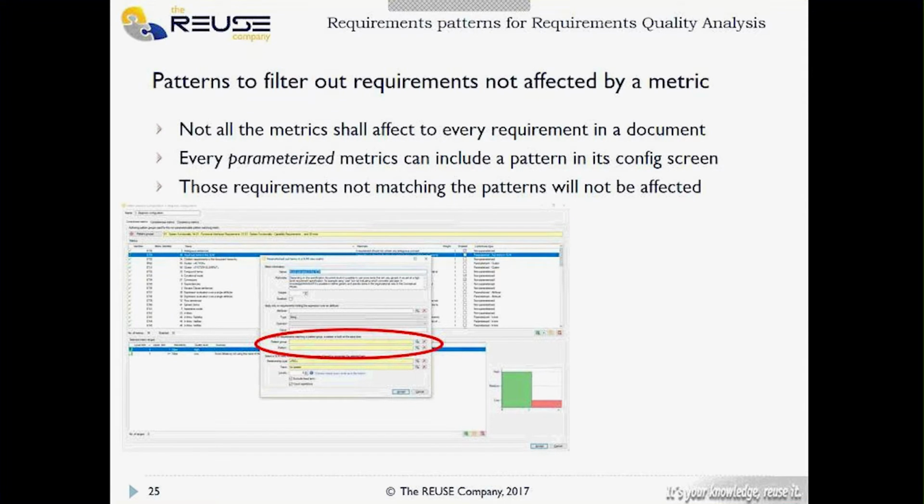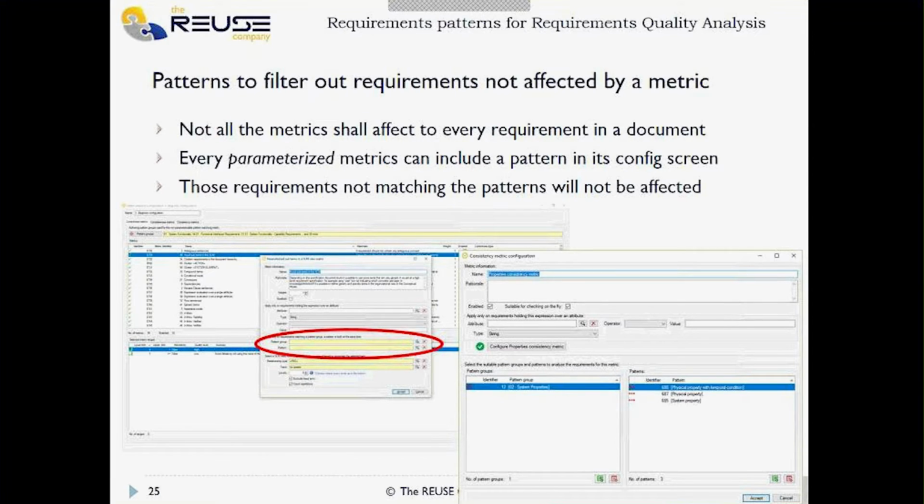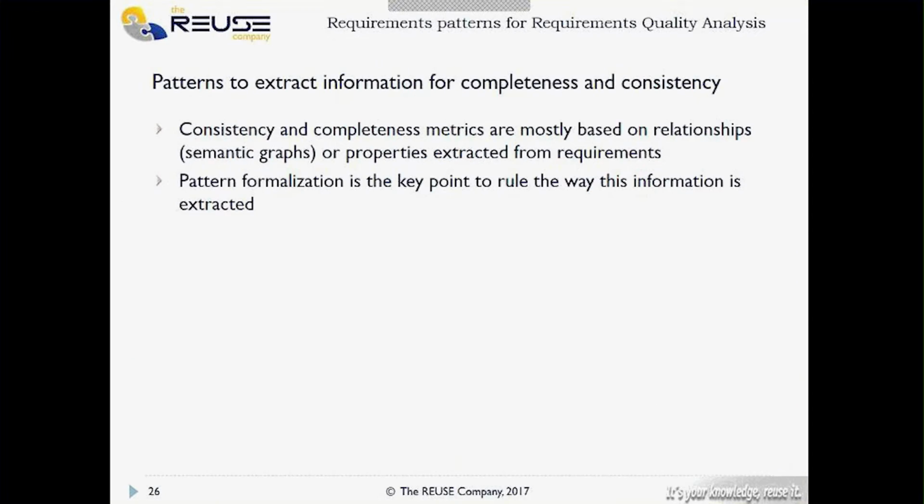More information about patterns. Patterns can be used to filter out some other metrics. Not every one of the metrics that we create in RQA shall be applied to all the different types of requirements in your specification. So you can filter out which of the requirements should be checked with a specific metric, just by providing a pattern. So only those requirements matching these patterns will proceed to be analyzed with the specific metric that you are describing in RQA, right?